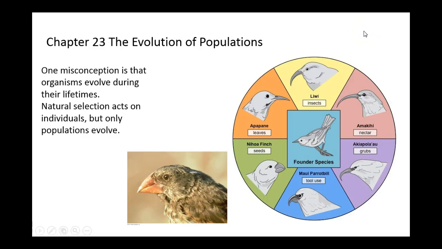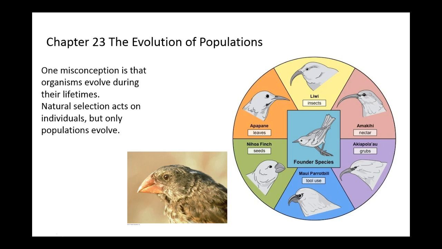This is chapter 23, the evolution of populations. We're going to define populations and talk about what affects them on a genetic basis.